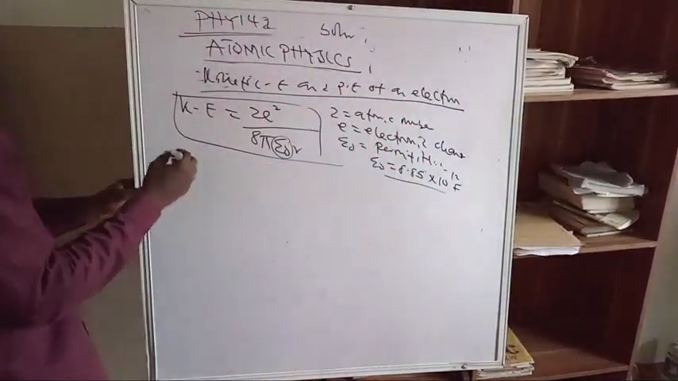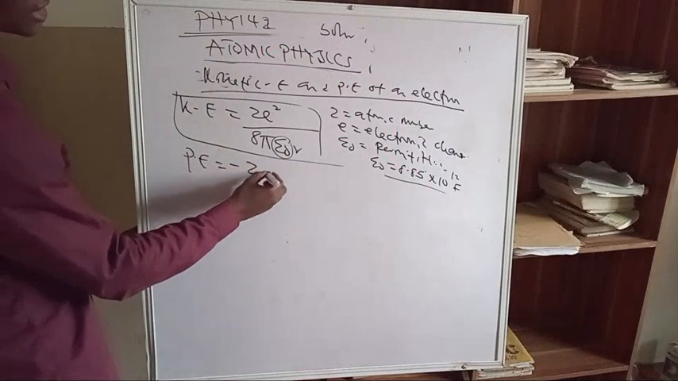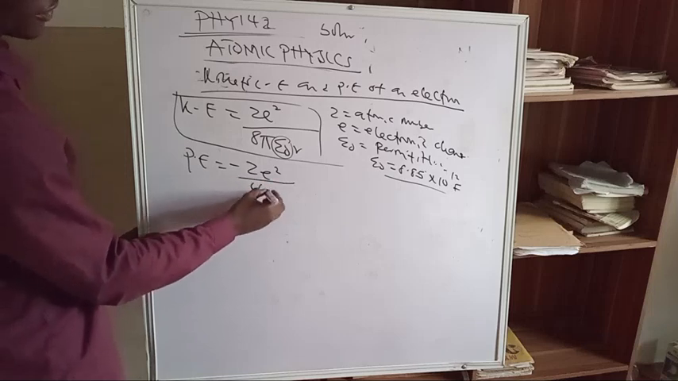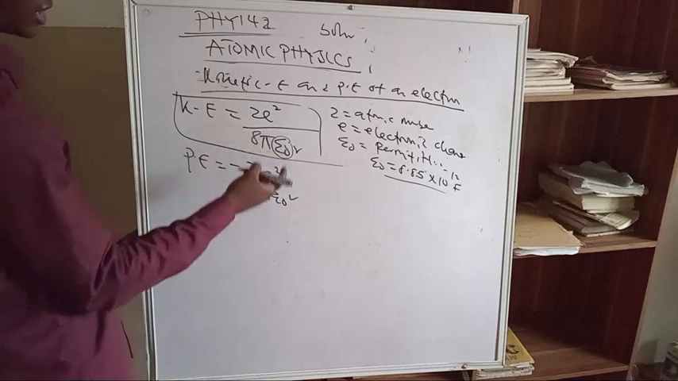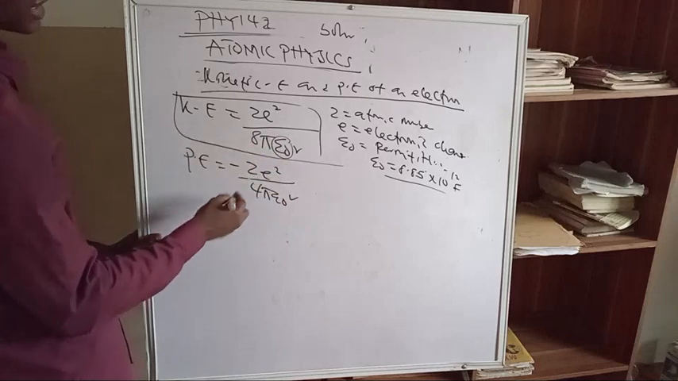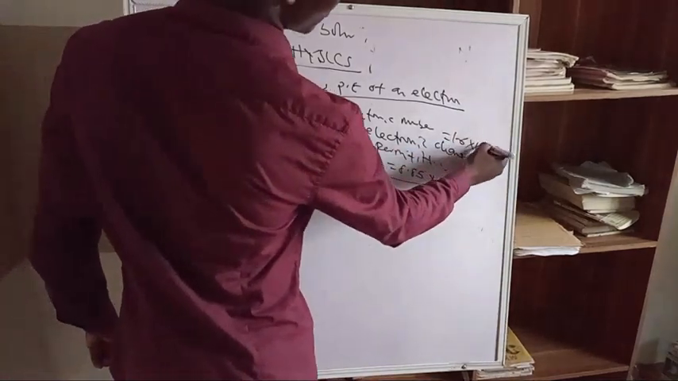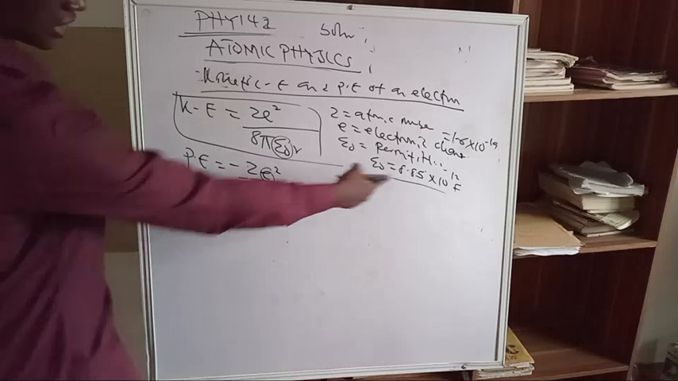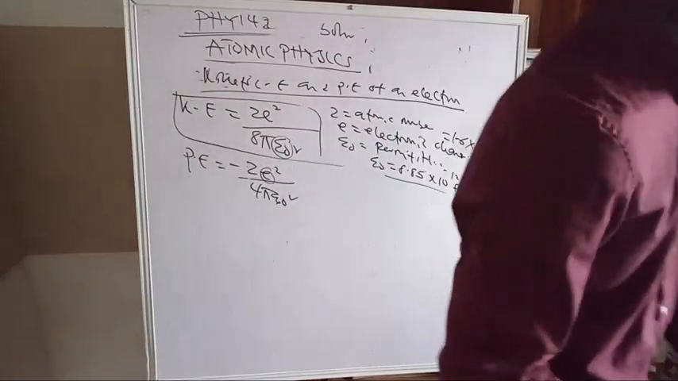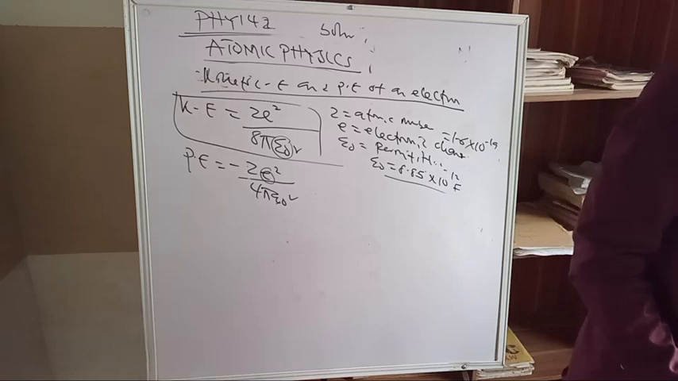Okay, this is kinetic energy. Then what is potential energy? Potential energy of an electron is given as minus Ze squared over 4 pi epsilon naught r. The same thing, except this one is 4, the other is 8, and this one has a negative, there's no negative in the kinetic energy. This is the atomic number and the electronic charge. Electronic charge is 1.6 multiplied by 10 raised to power minus 19. So your epsilon naught is the same, 8.85 times 10 raised to power minus 12. So that is how to go about that.